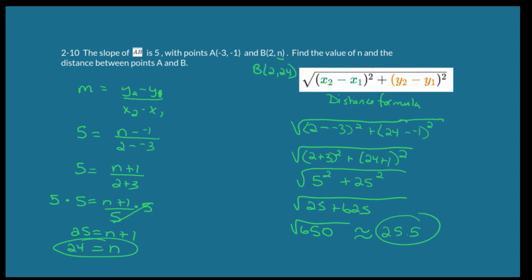And that is your final problem for 2.1.1's review and preview.